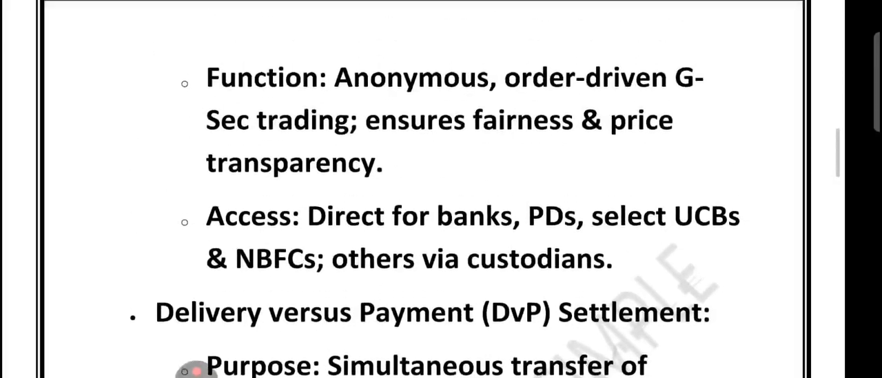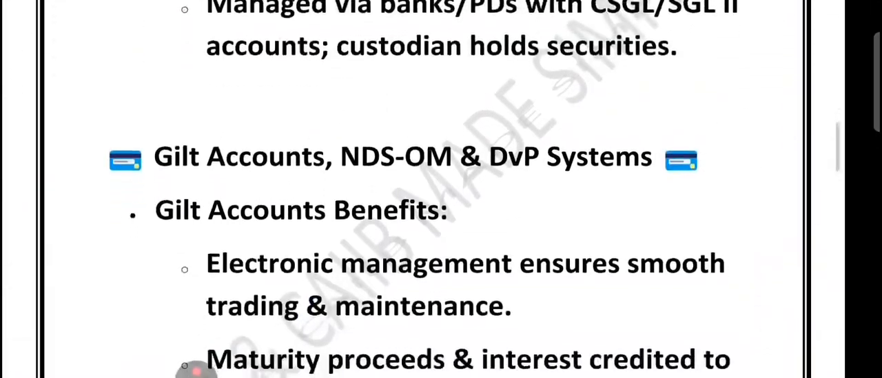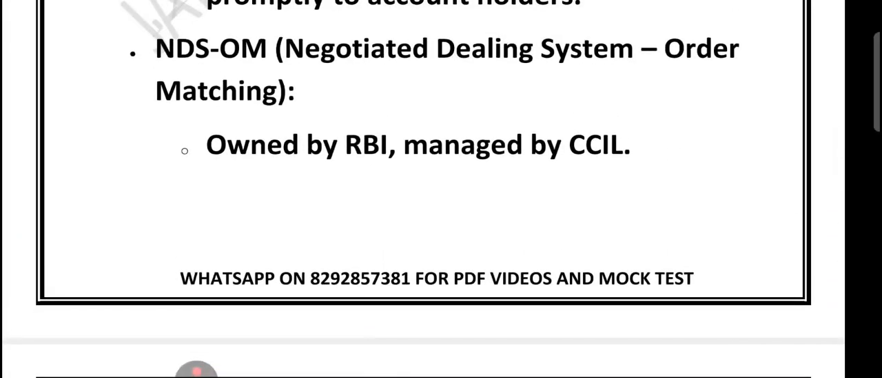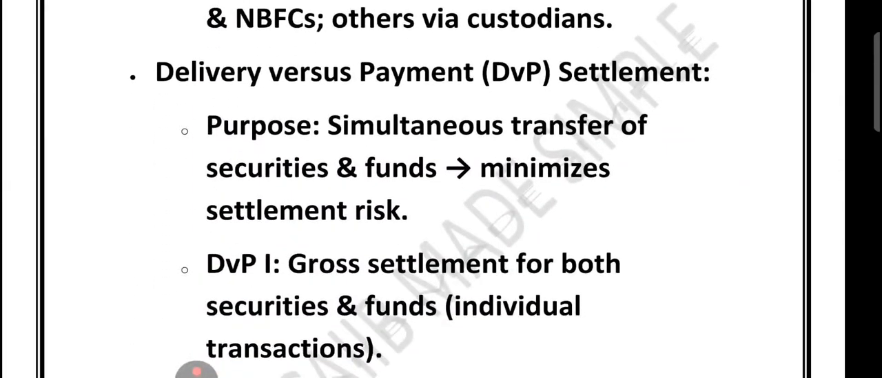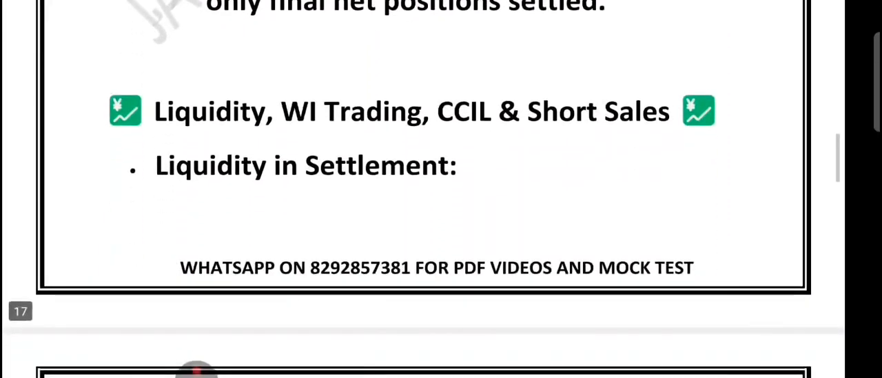So here we have talked about three things. First we started with the gilt account. I told you that gilt account benefits: electronic holding for non-SGL investors. It is safe, with prompt credit of proceeds. Then we talked about NDSOM, Negotiated Dealing System Order Matching. Yes, it is managed by RBI, an anonymous trading platform. It ensures transparency, right? And then we talked about DVP settlement, which means simultaneous transfer of securities and funds, gross or net settlement, DVP1, DVP2, DVP3. Now friends, in the next slide, we break down the key trading and settlement concepts in government security.